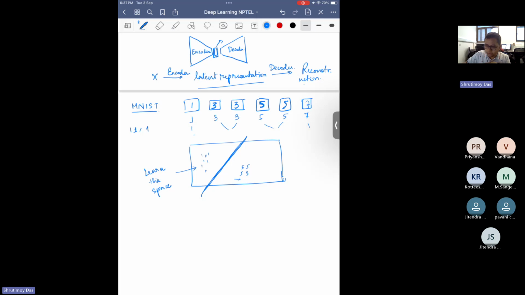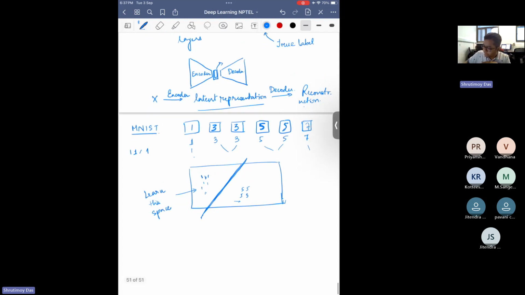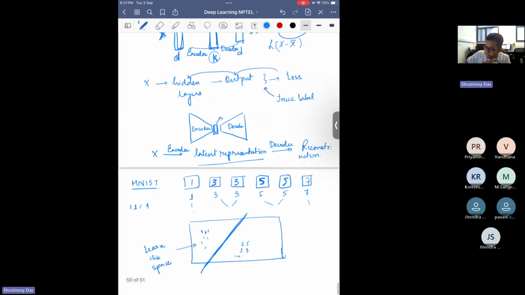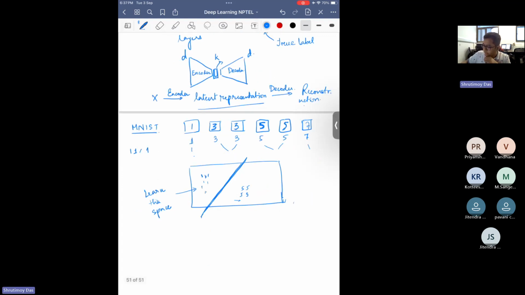So the neural network will have to learn this space where all these ones are. This is the k dimensional space. So if this is the d dimensional space, this is the k dimensional space. The network learns that in some k dimensional space, all the images of ones are close together, all the images of fives are close together.